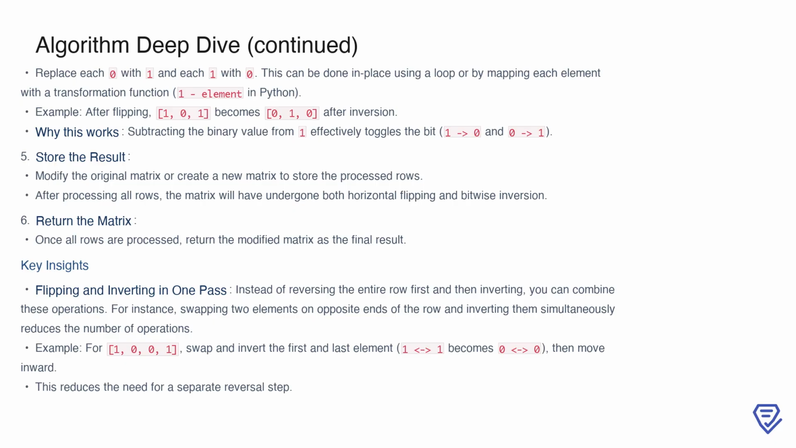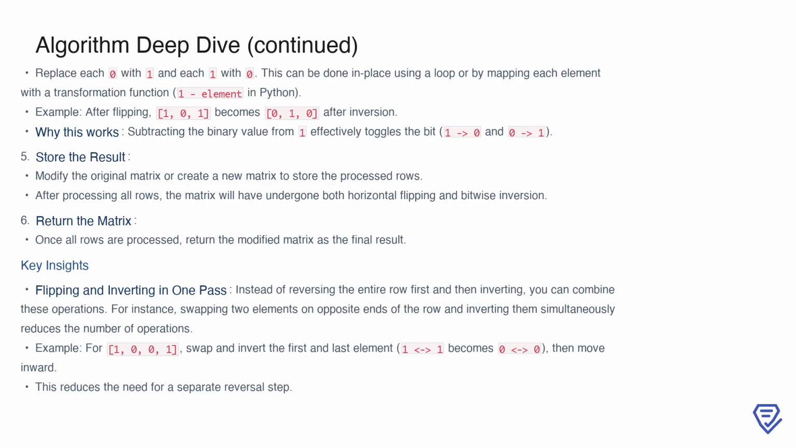Once the row is inverted, the result needs to be stored, either by modifying the original matrix directly or by creating a new matrix to store the processed rows. After all rows are processed, the final matrix will reflect both the horizontal flipping and the bitwise inversion.